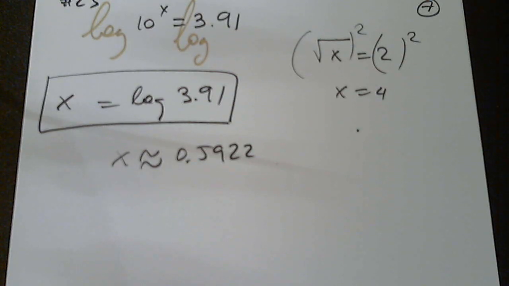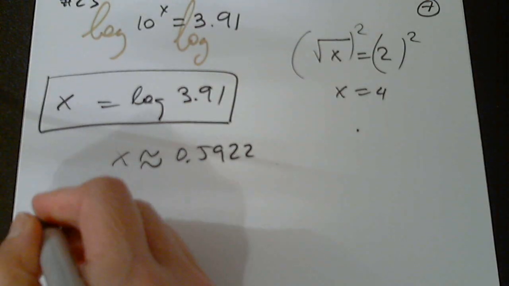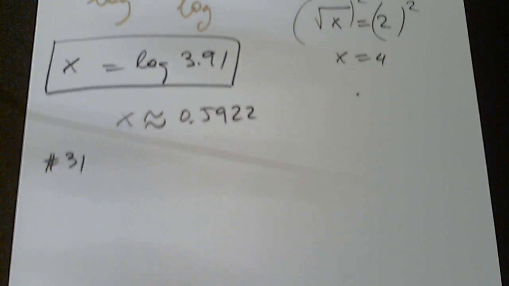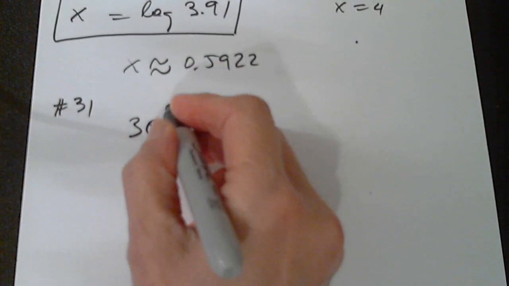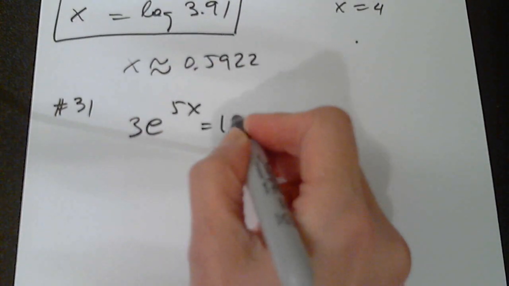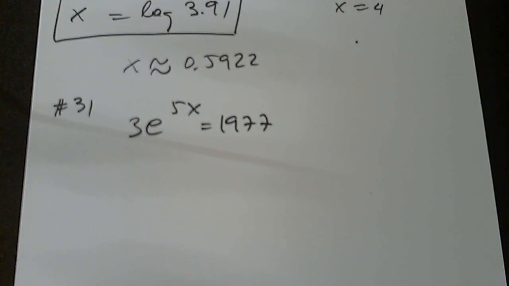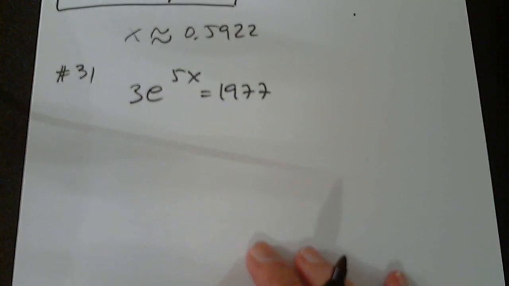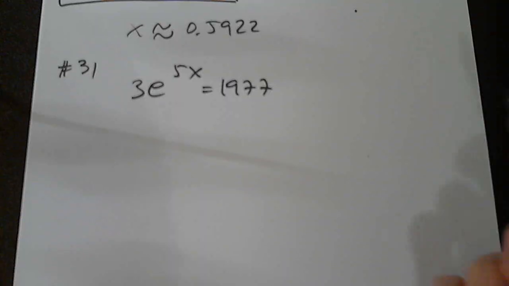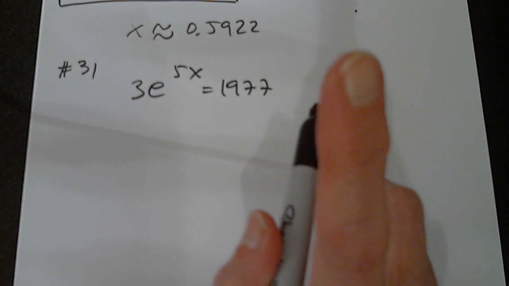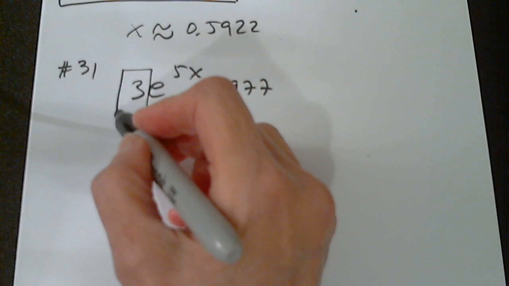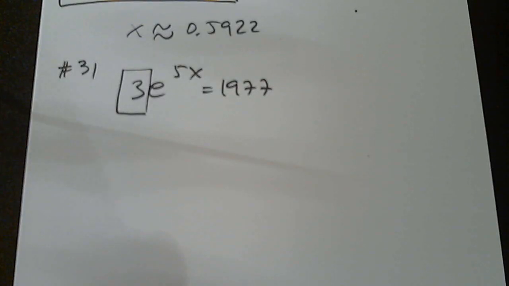Would anyone like to choose from 23 to 40 for now? Can we do 31? Yes. Very good, 31. 3 e to 5x equals 1977. Okay. The key is to apply natural log. There is no way I can present both sides with the same base, but this has to go away before I apply natural log.